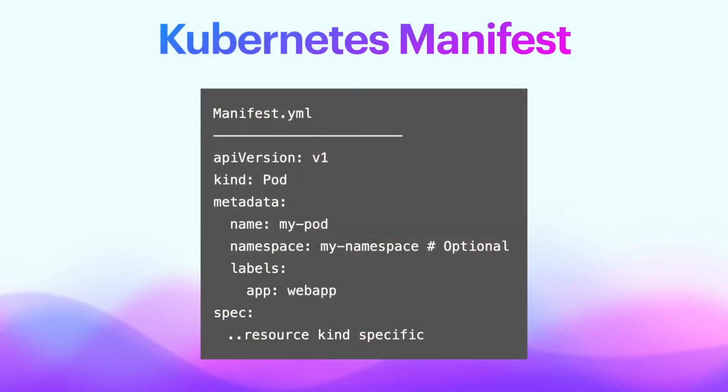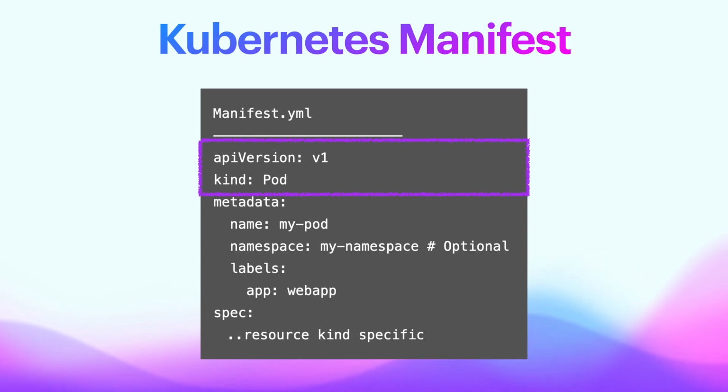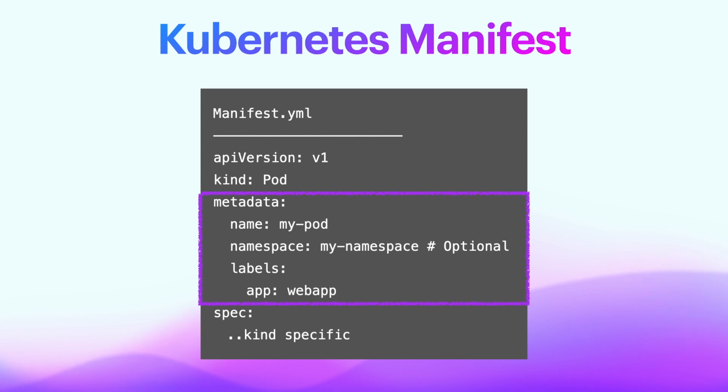This is how all the Kubernetes manifest files look like. All manifests have API version and a kind. API version is really the version of the Kubernetes API where this particular object is available. Kind, on the other hand, is the type of the object that you want. Next, we have the metadata block. This is where you define all the non-functional details about your Kubernetes object, starting with the name that you want to use. Next, we have the namespace.